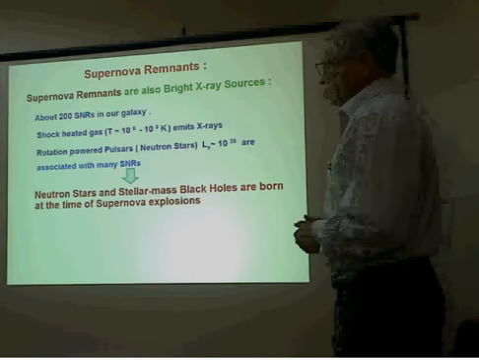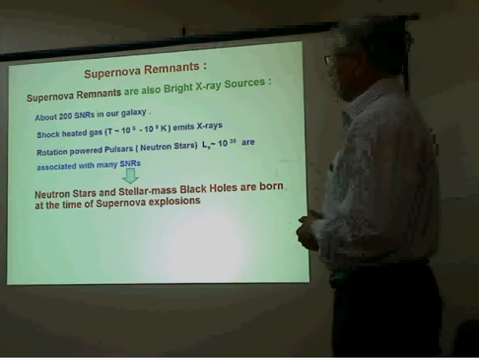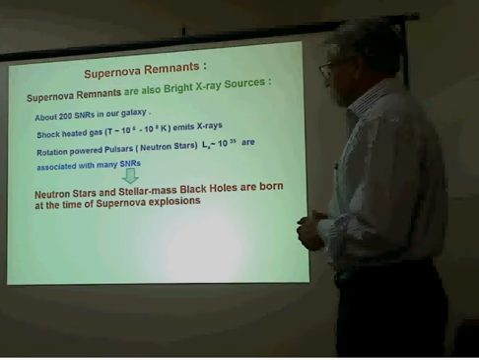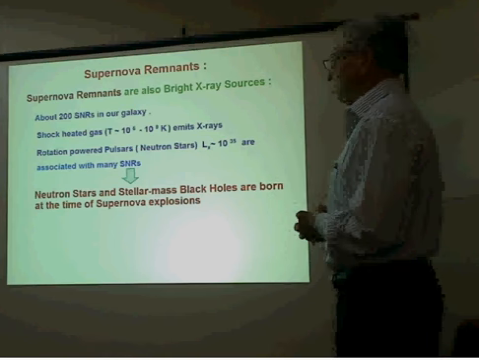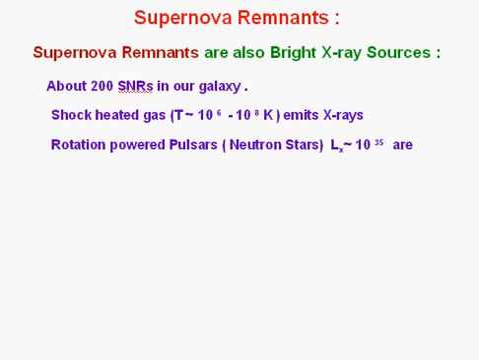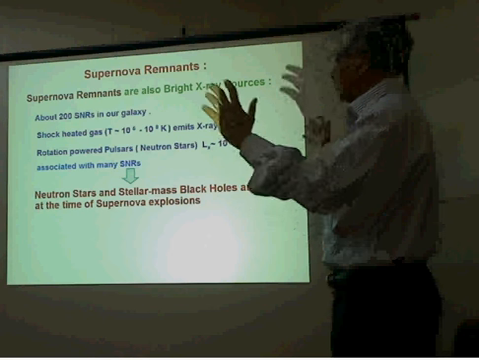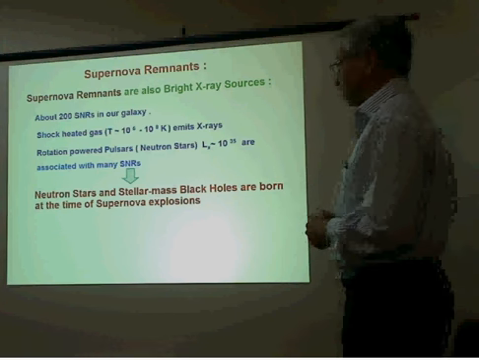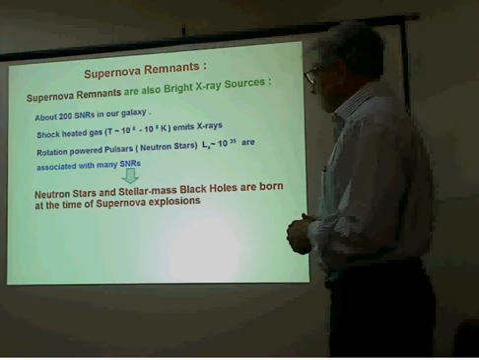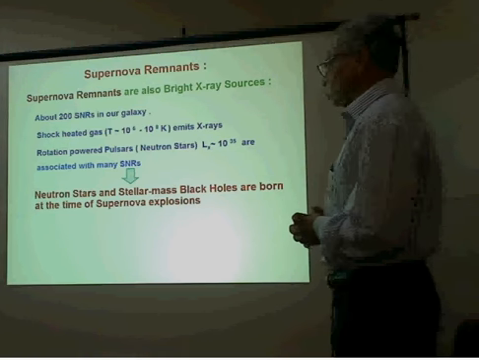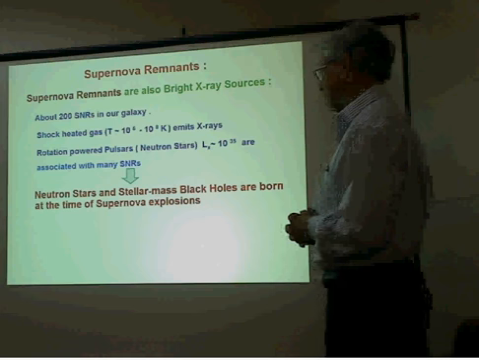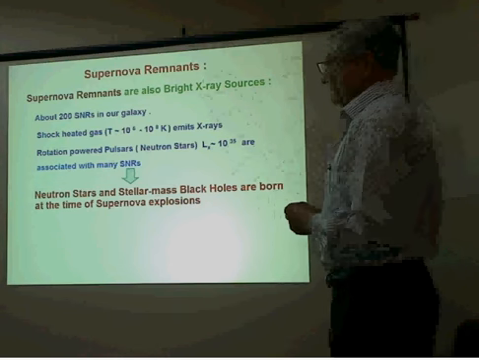Okay, so neutron stars and black holes are supposed to be born from the reincarnation of dying stars, and we'll see how they are born. And the supernova remnants are also bright X-ray sources, because when the supernova undergoes explosion, large outer layers of the star are thrown out at a huge velocity which could be as high as 10,000 to 20,000 kilometers per second, and this shock heated gas expands.